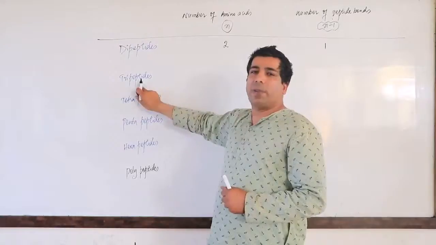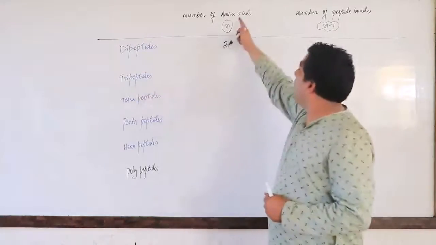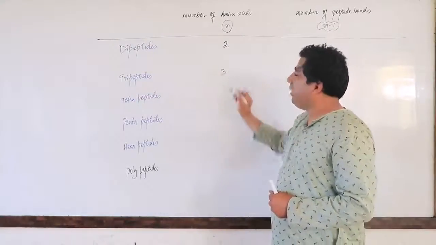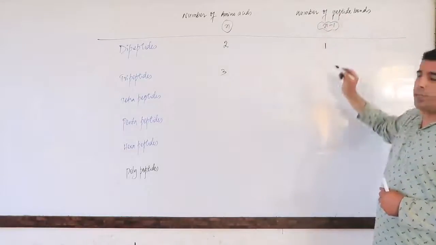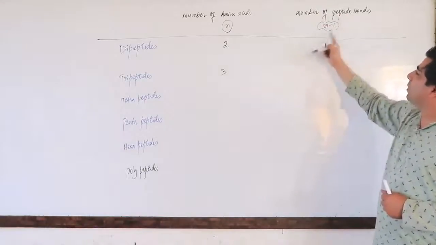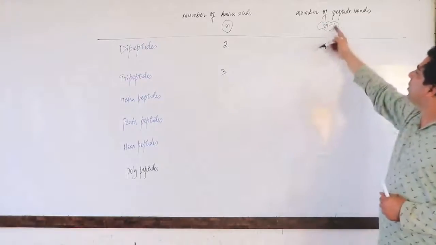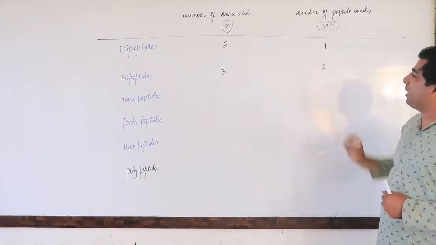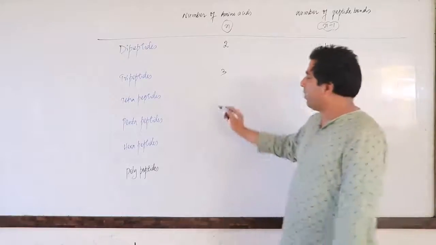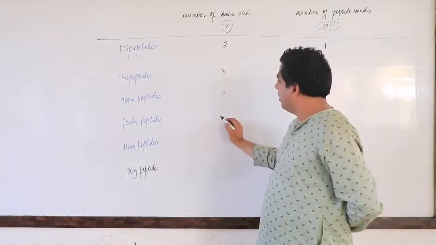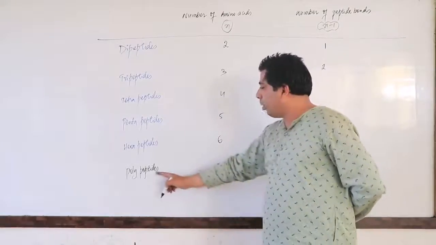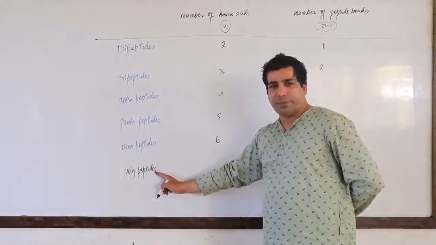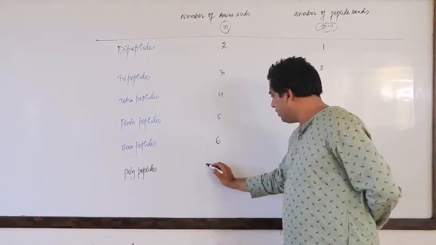If you have a tripeptide, remember, a tripeptide will have how many amino acids? 3. And how many peptide bonds will be there? Peptide bonds will be N minus 1. What is N? 3. 3 minus 1 is how much? 2. So 2 peptide bonds will be there. Tetrapeptide means 4 amino acids. Penta means 5. Hexa means 6. And poly means actually more than 10. Okay? Poly means more than 10.